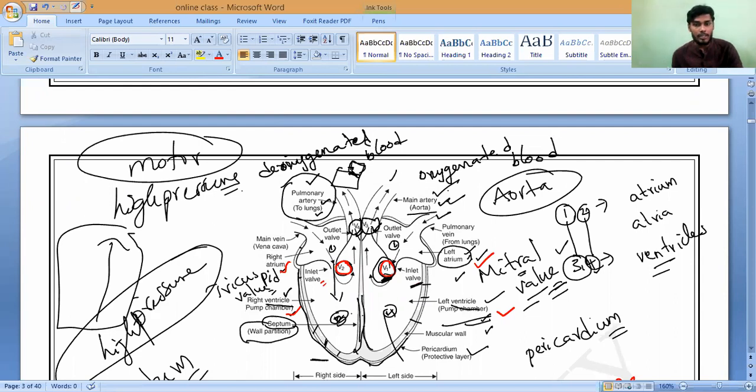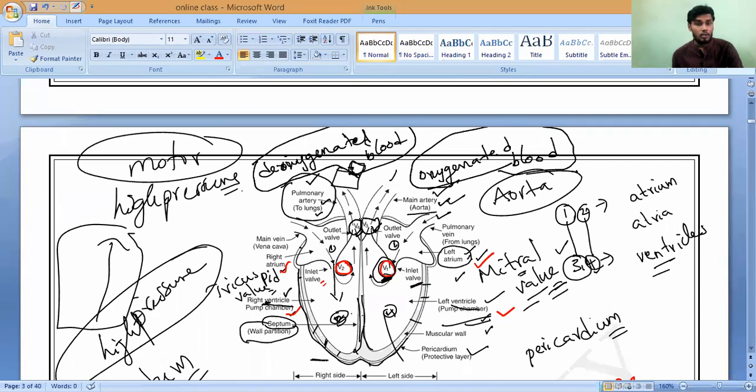So the aorta will carry oxygenated blood. This is the main important artery which will carry the oxygenated blood throughout the body, except for the lungs. For the lungs, there is another artery which will carry the deoxygenated blood. What is that blood called? Deoxygenated blood. From which part? Right ventricle.